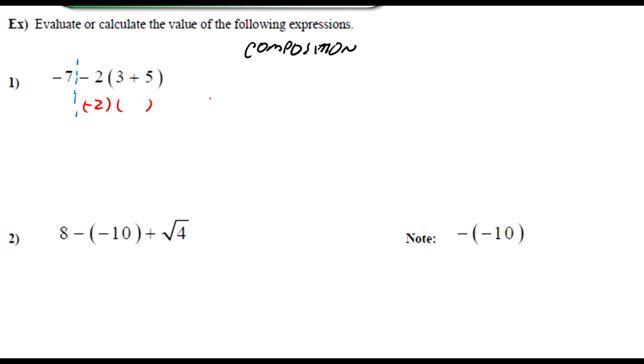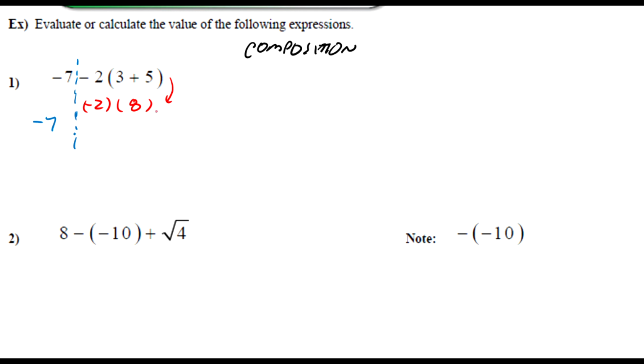So again, it makes sense. I need to find the value of every term. Well, the -7 has a value of -7. So that one's done. The term on the right has two factors, a -2 and then the 3 plus 5. I want to know the value of that factor. So I'm going to evaluate that factor.